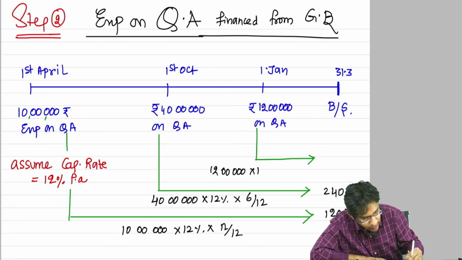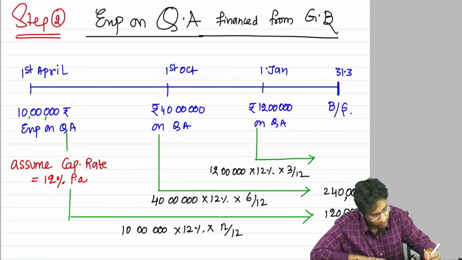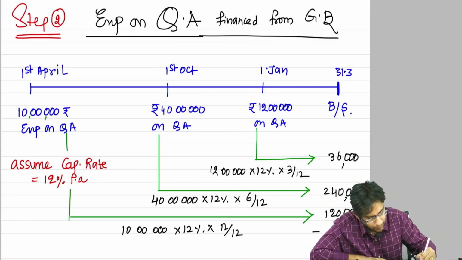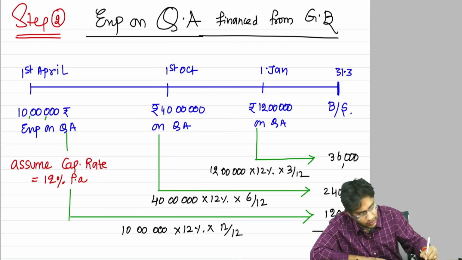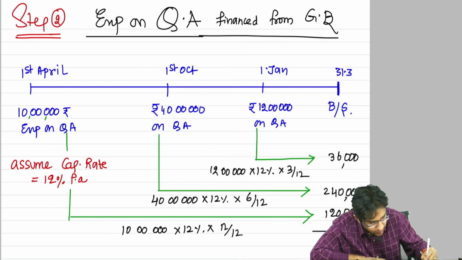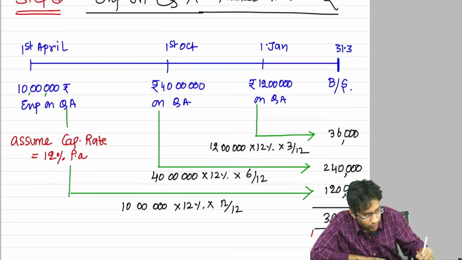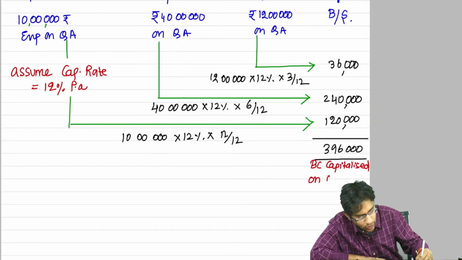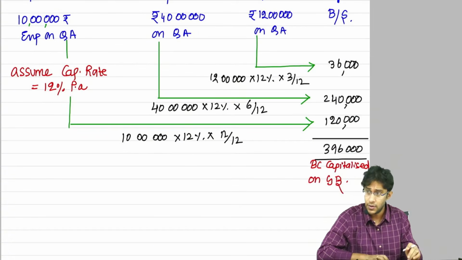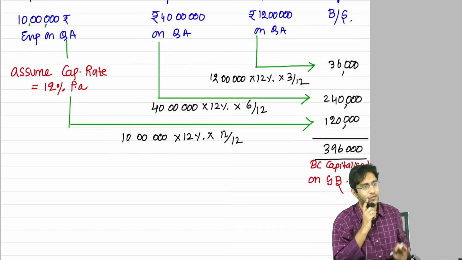12 lakhs into 12% into 3 by 12. 36,000. Total up, 396,000. That's all. Your answer is over. This is the borrowing cost capitalized on general borrowings. This is the number which you have to add to the cost of the asset.